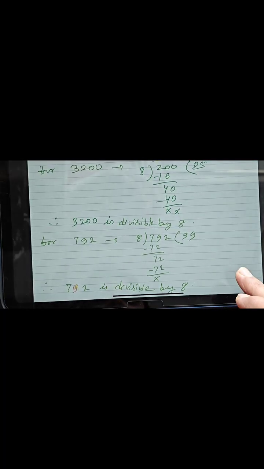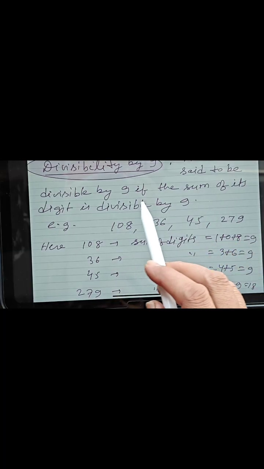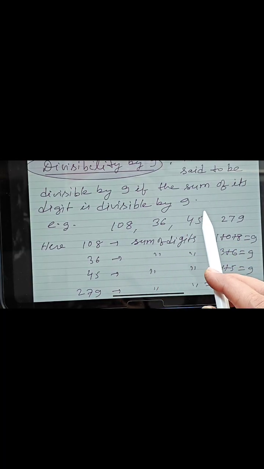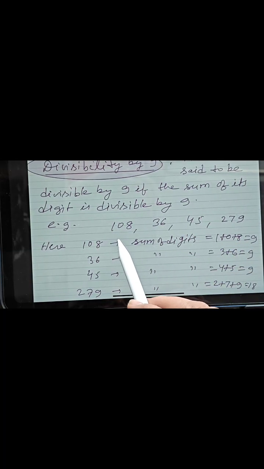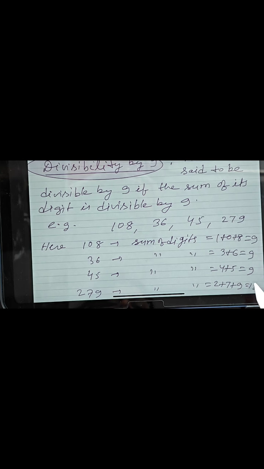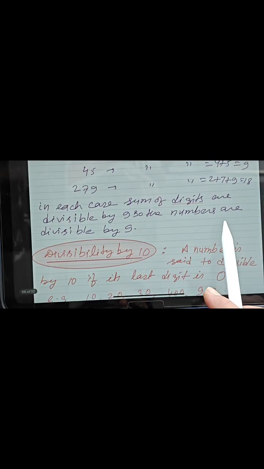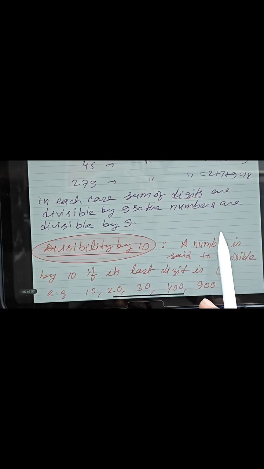Okay. Now, divisibility by 9. A number is said to be divisible by 9 if the sum of its digits is divisible by 9. That you know. You have to add the digits and the sum should be divisible by 9. So you will see in each case the sum is some multiple of 9. 279 is 2 plus 7 plus 9, 18. 45 is 4 plus 5, 9. 36 is 3 plus 6, 9. 108 has the sum of digits 1 plus 0 plus 8, 9. So it is divisible by 9. In each case, the sum of digits is divisible by 9, so the numbers are divisible by 9.